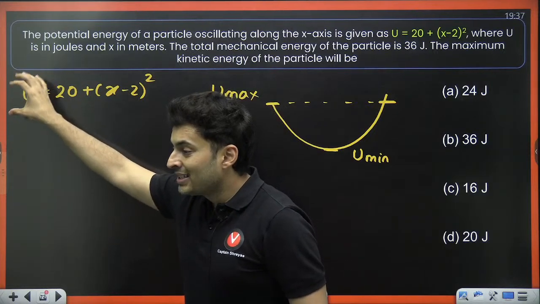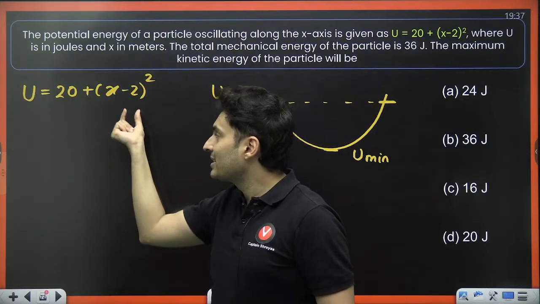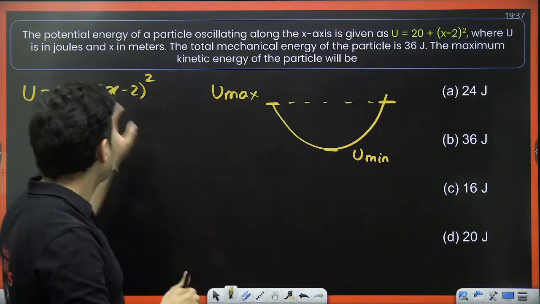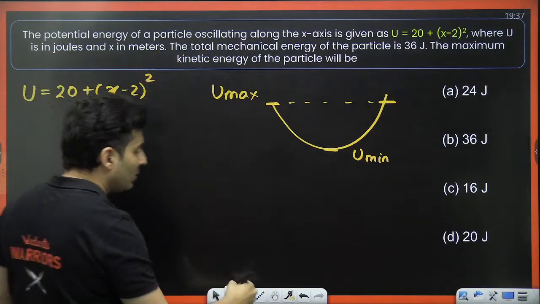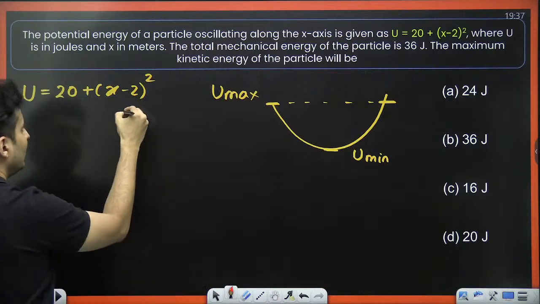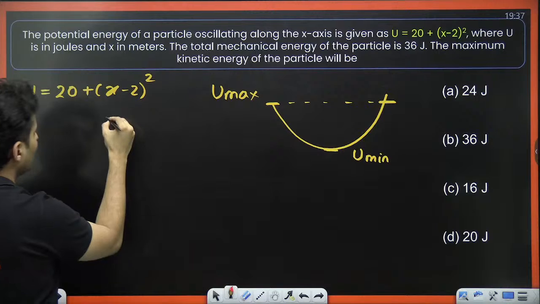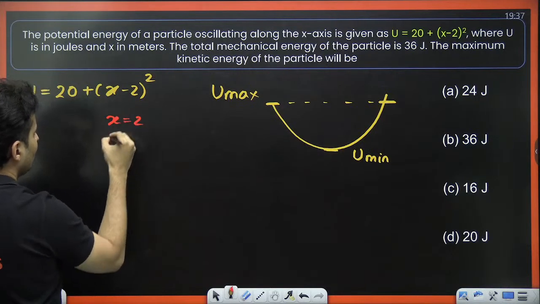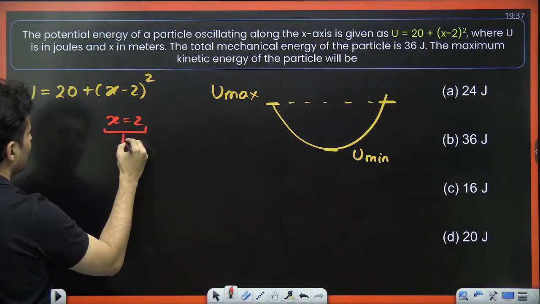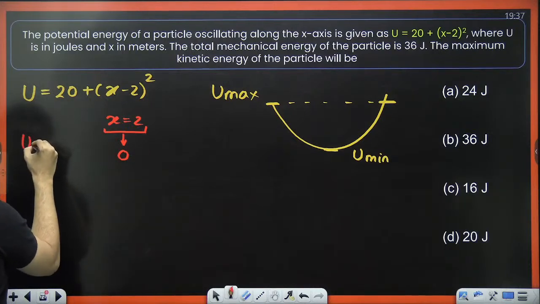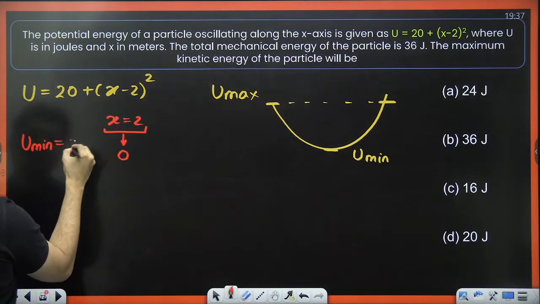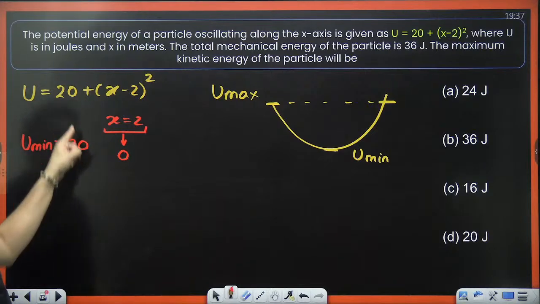When U is minimum, then won't this guy be 0? Because this is the least possible value that you can get. Think about it. The least possible value that you can get is when x is actually equal to 2. X is 2, the total value that you get is basically 0. Won't the potential energy be minimum and it will be just 20? Won't it be just 20?